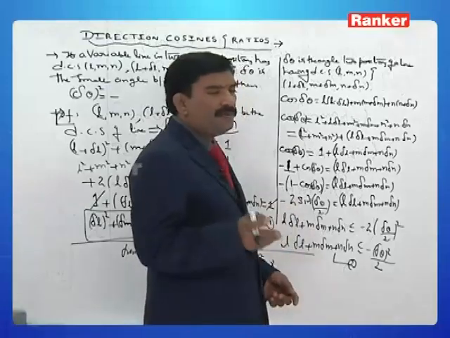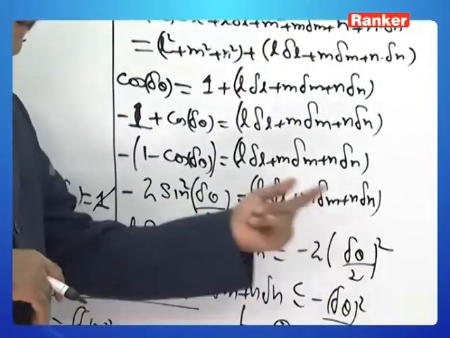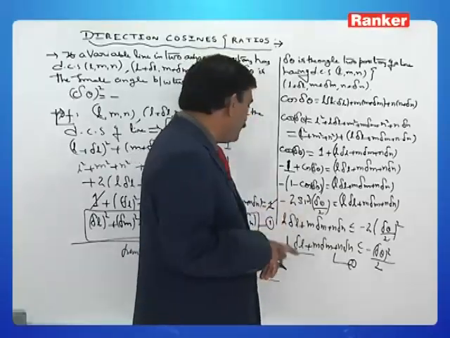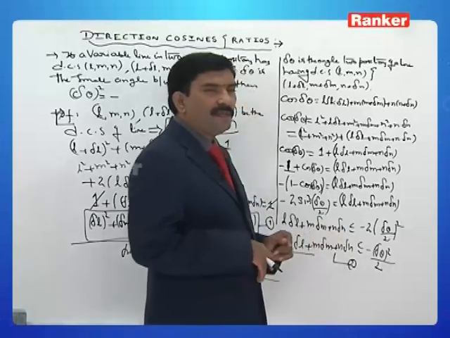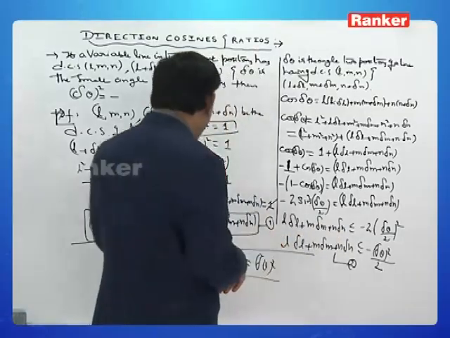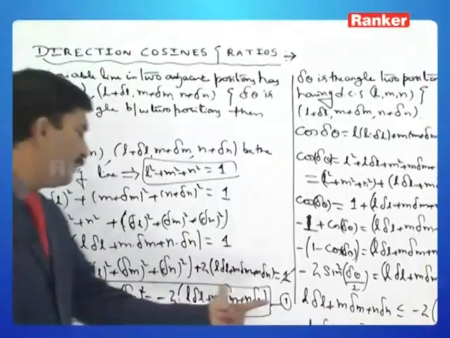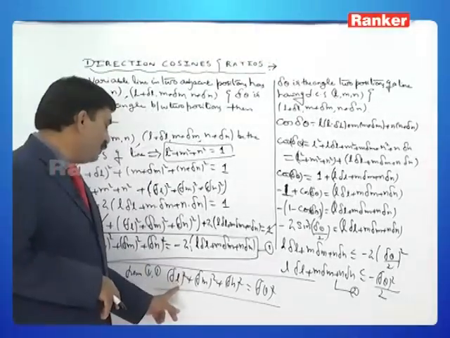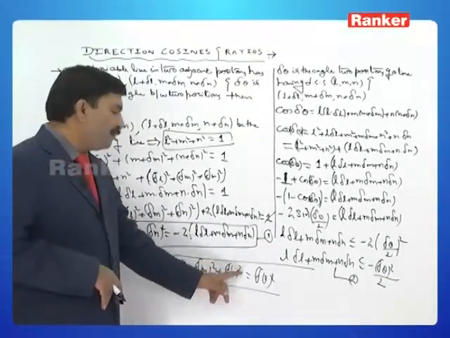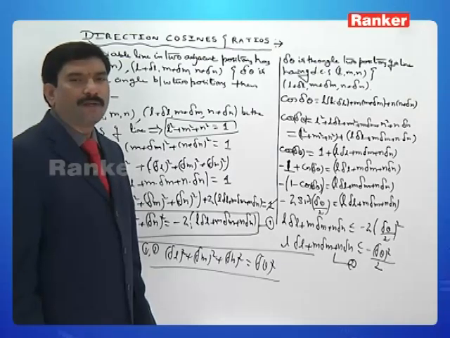But sine square value is always less than or equal to 1. So therefore, I can write minus 2 into dou theta whole square by 2. So L dou L plus M dou M plus N dou N is less than or equal to minus dou theta whole square by 2. From 1 and 2, here also minus, here also minus. You can substitute that value. In place of this, you substitute this value. So therefore, dou L whole square plus dou M whole square plus dou N whole square is equal to dou theta whole square.